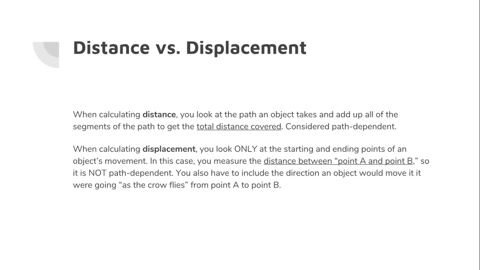Displacement, on the other hand, is a vector quantity, and you only look at a snapshot of the start point and the end point for the travel. So in this case, you would calculate the distance between the starting point and ending point, or point A and point B. You don't worry about whatever path the object took to get from beginning to end. You just worry about the distance between the start and the end. So we don't consider that path dependent. You also have to include what direction an object would have to move if we're going as the crow flies from point A to point B. And that's what makes displacement a vector quantity.